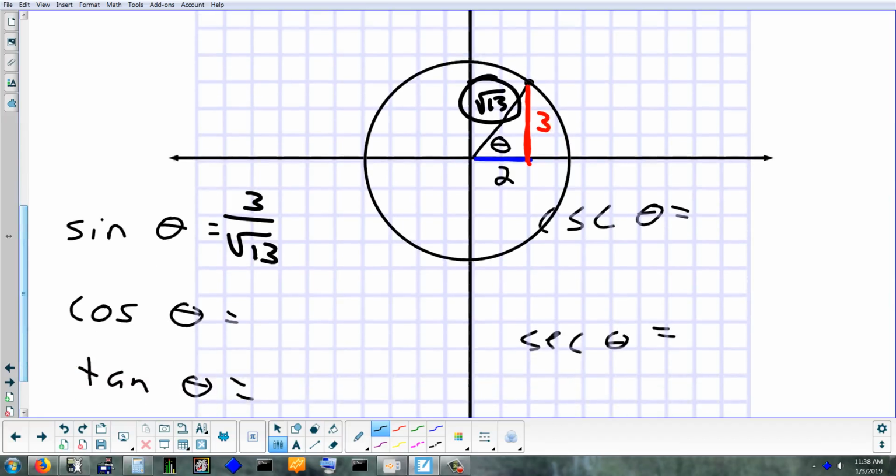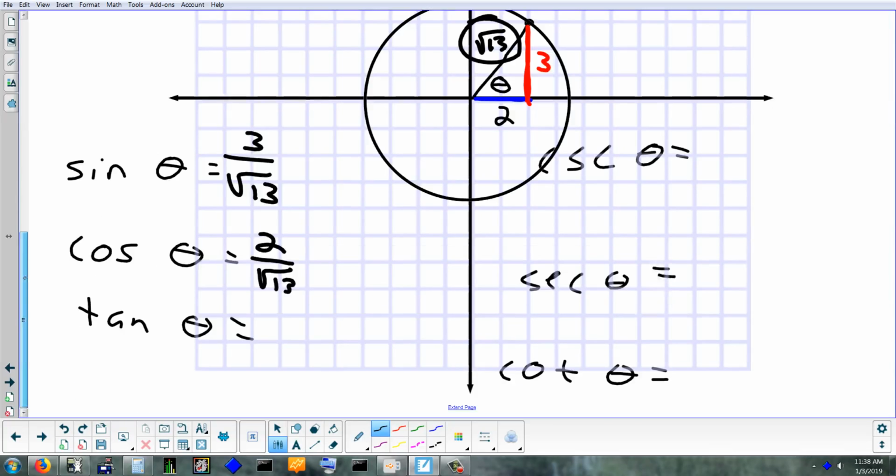Well, Charlie? The cosine would be 2 over the square root of 13. Yep. Yeah, we'll come back and fix those in a second. I just want to get through them. And then the tangent is just 3 over 2, which means the cotangent, we can do that one pretty quick. Ryan, what would the cotangent be? 2 over 3. Yeah, 2 over 3.